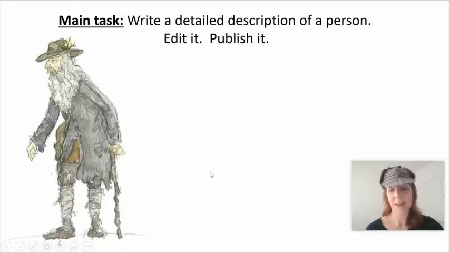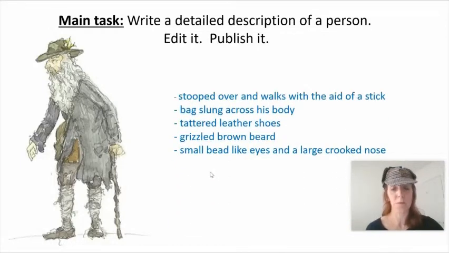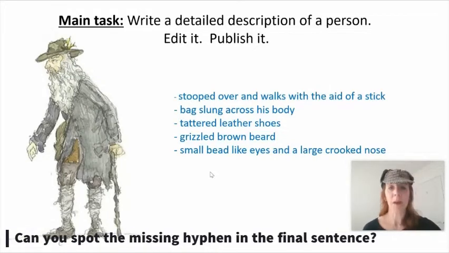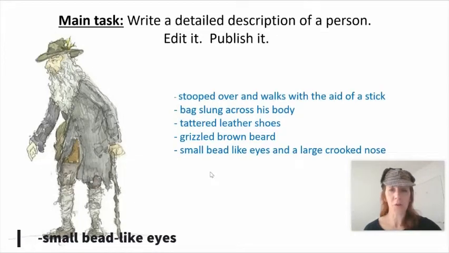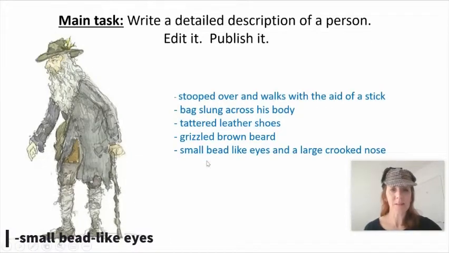Okay, let's have a look at some of the things that I put down. Just a few notes. So he's stooped over, so he's bent, and walks with the aid of a stick. He's got a bag slung across his body, tattered leather shoes, a grizzled brown beard, and small bead-like eyes with a large crooked nose. Now you can see I'm trying to use some new vocabulary that I've learned today, so I've put in the word grizzled.